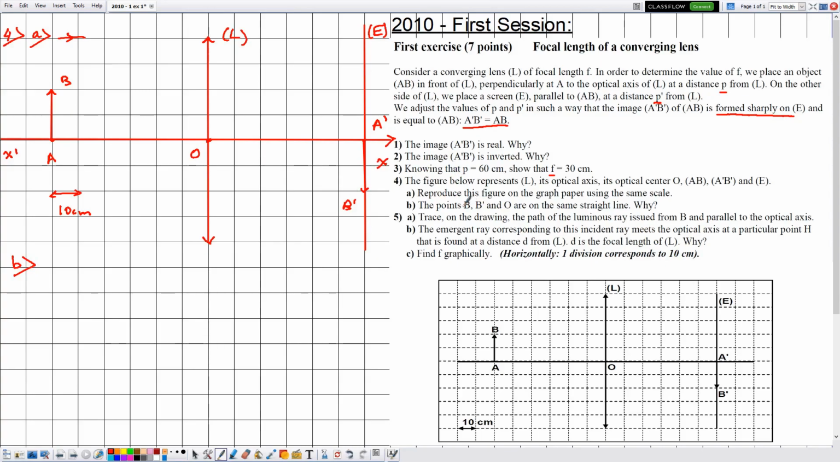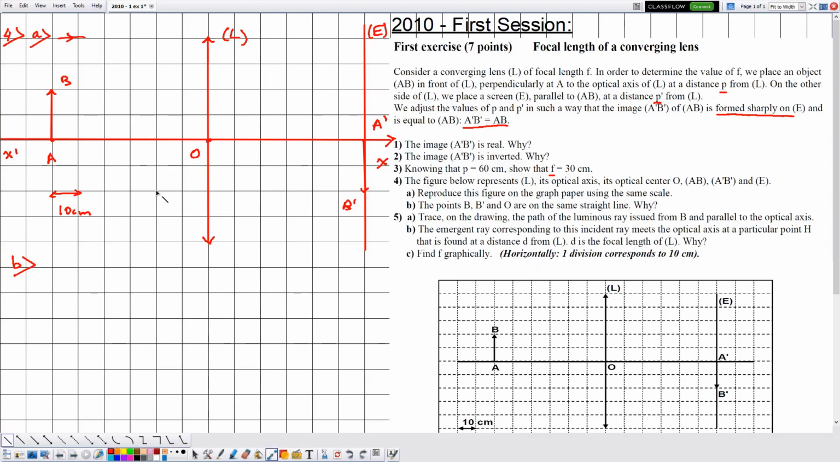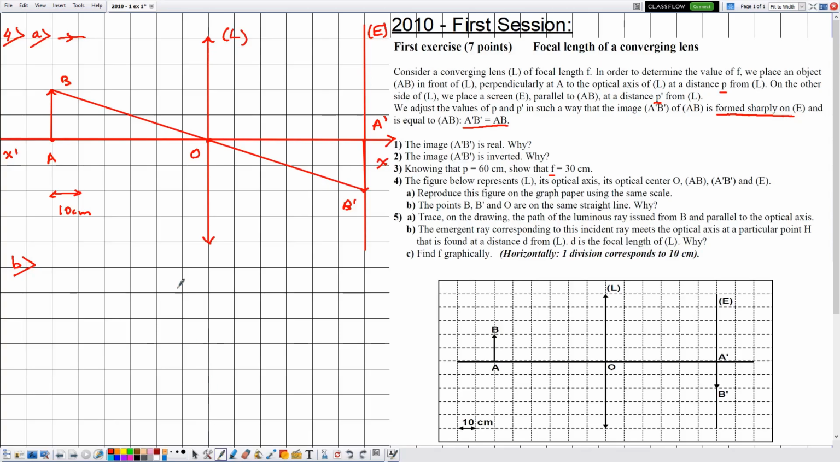Now in part B they are telling me the points B, B prime and O are on the same straight line. Okay, so if you connect these 3 points, what does BO represent? BO is an incident ray, and OB prime is its emergent ray.